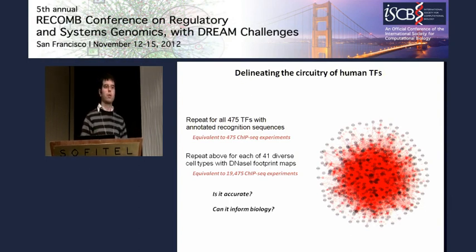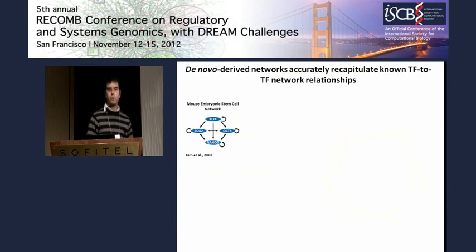But two major questions arise. First of all, how accurate is this? And second of all, can you really inform biology by looking at these transcription factor interactions in this network context? To address the first question in terms of accuracy, we decided to compare some of our networks to known gold standard networks. Unfortunately, there are really not very large gold standard networks, so we're limited to comparing to these small subnetworks.